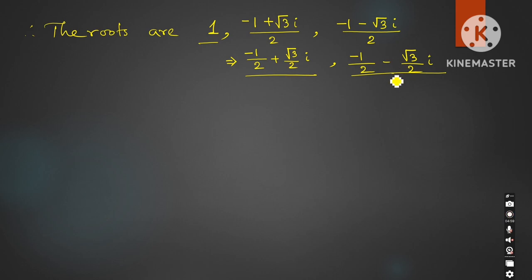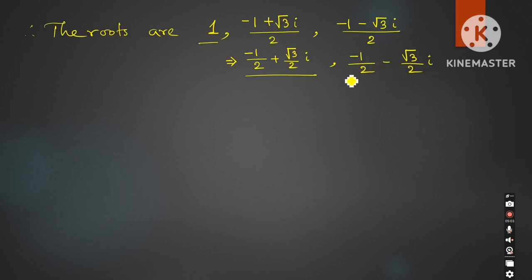Now we are going to check some properties of these three roots. So the properties are: number one property is that these two imaginary roots are interlinked with one another. Interlinked means, let us find that.